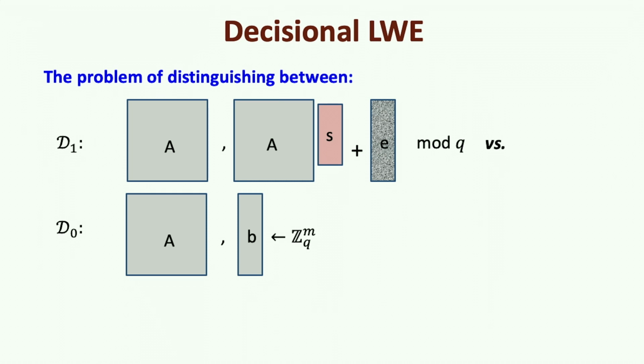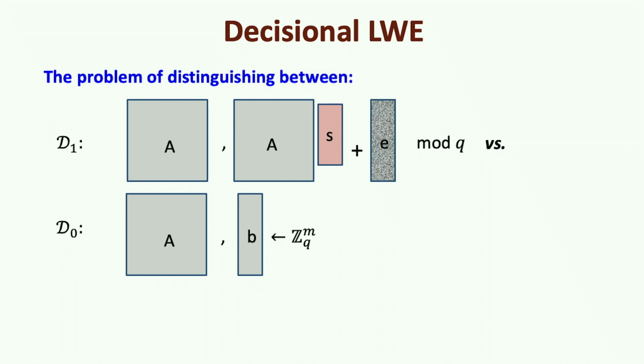Here is another problem. I give you either, on the one hand, a bunch of noisy modular linear equations, or I give you just random junk, like random numbers. So this vector B is chosen truly at random at the bottom. On the top, it is chosen from the LWE distribution. The question is to distinguish between the two. Say yes one time in one case with probability epsilon more than in the other case.